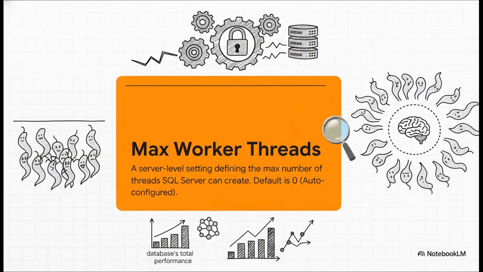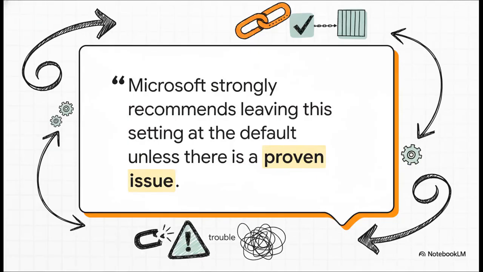This setting, max worker threads, is basically the dial that controls the total size of your database's workforce. Now, the default value is 0, which sounds a little weird, right? But 0 doesn't mean no threads. It just means, hey, SQL Server, you're the expert, you figure out the perfect number for me automatically. And look, the official guidance from Microsoft couldn't be clearer. They are practically begging you, please, don't touch this setting unless you have a really, really good data-backed reason to do so.